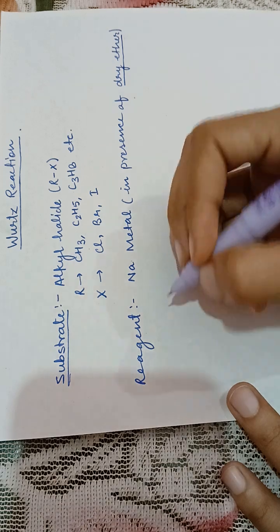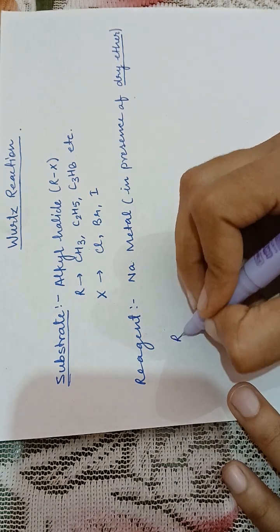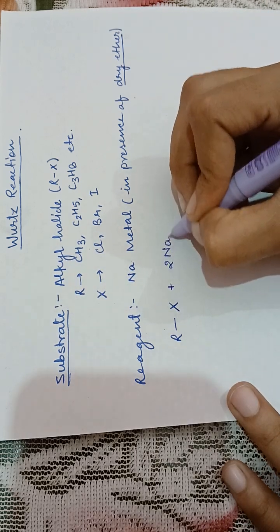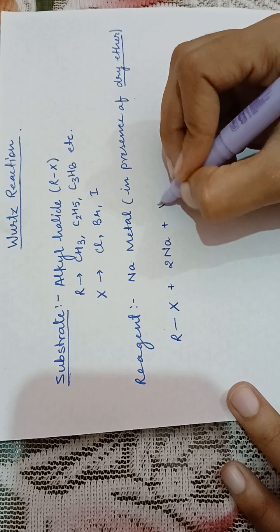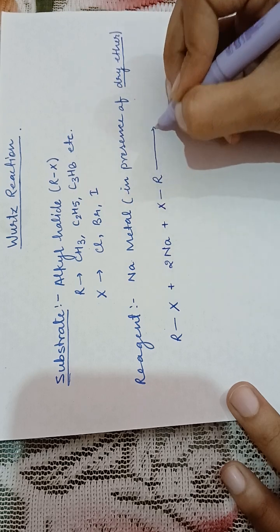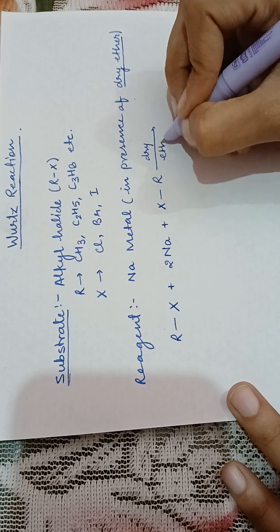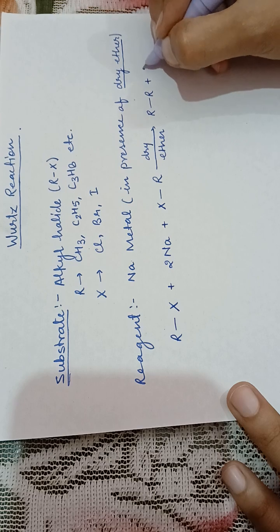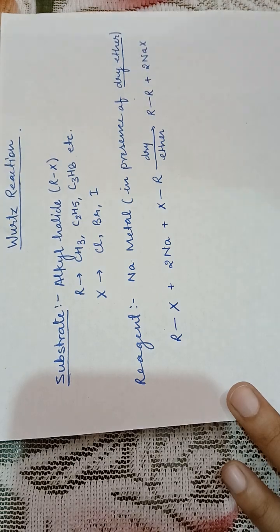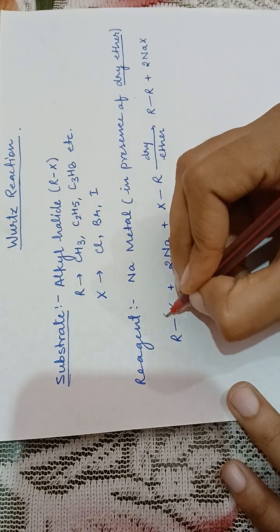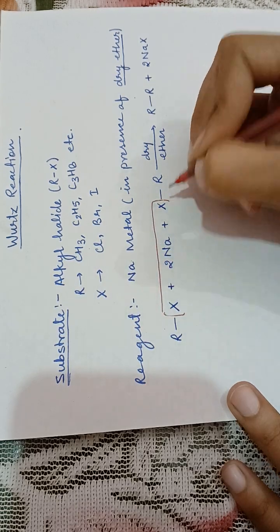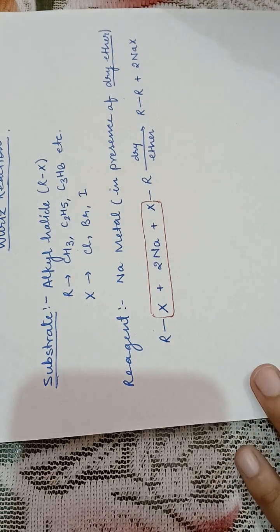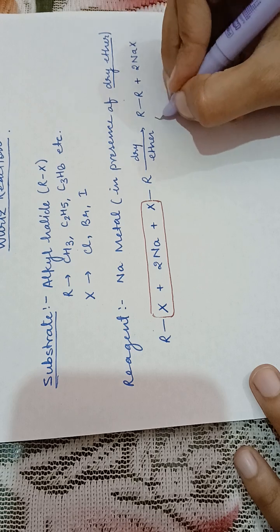So let's discuss this reaction. When 2 moles of RX, meaning alkyl halide, and 2 moles of sodium metal react in presence of dry ether, they form alkane, RR, and the byproduct is sodium halide. Now the sodium eliminates these two halide atoms. Now this is alkane.